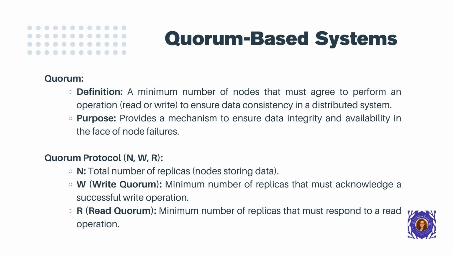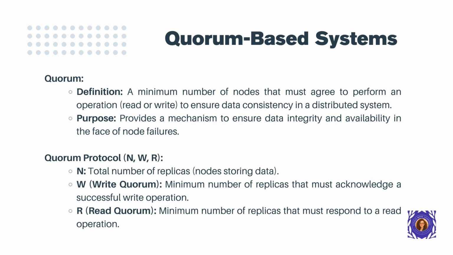By requiring agreement from a majority or a specific subset of nodes rather than all of them, you can ensure that you always have access to a consistent view of the data without sacrificing too much availability. A common way to define these quorum requirements is through the quorum protocol, N, W, R. N represents the total number of replicas or nodes storing copies of a particular piece of data. W, write quorum, is the minimum number of replicas that must successfully acknowledge a write operation before that write is considered complete and confirmed back to the client.